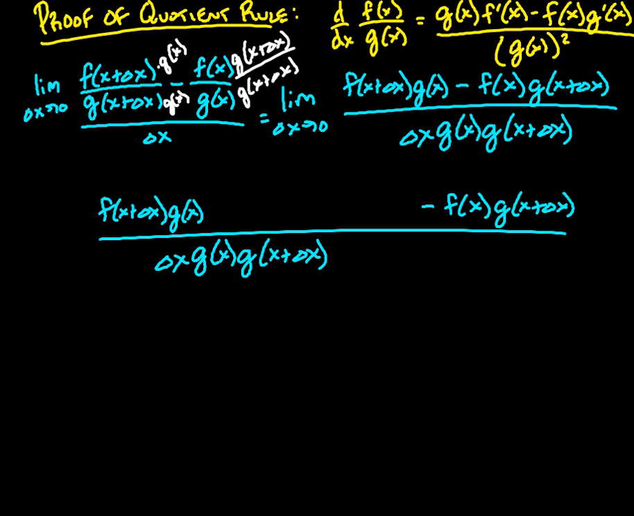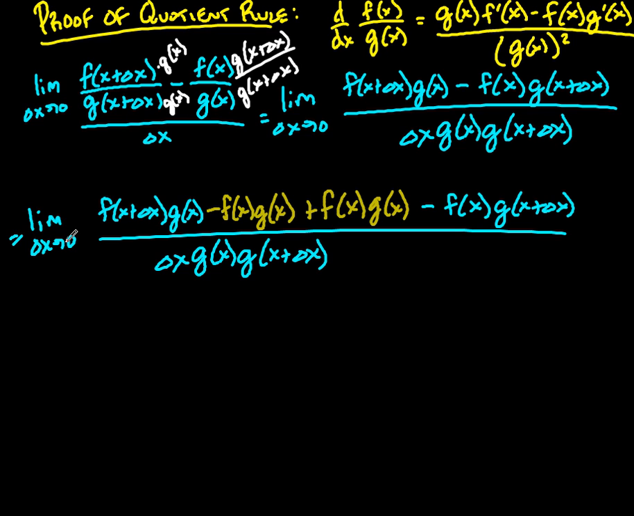What I'm going to add and subtract this time, I'm going to first subtract f of x times g of x. And if I subtract it, then I better add the exact same thing right back to keep it the exact same on the top and the bottom. Okay, so this is still my definition, still my limit. And I'm going to go through the exact same process that I just did.